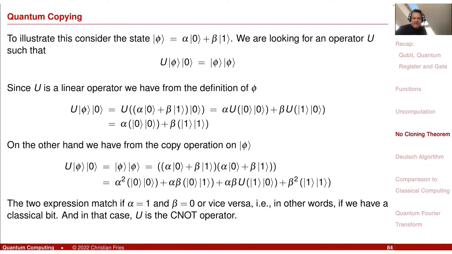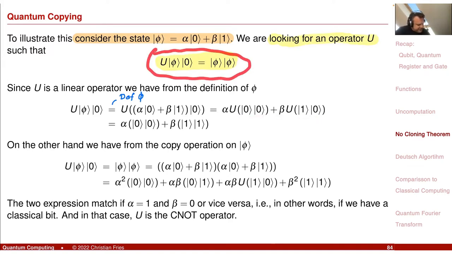So to illustrate this situation, and this is also a kind of proof for the no-cloning theorem, consider an arbitrary state. We start here with an arbitrary state |φ⟩ = α|0⟩ + β|1⟩. And we are looking for a unitary operator U that allows us to perform a copy in the sense we have mentioned. Since U is a linear operator, I can just plug in the definition of this state φ, and you just get α times U|0,0⟩ plus β times U|1,0⟩. And then you can use the copy property on these basis states. So it will copy the zero to the zero and the one to a one.